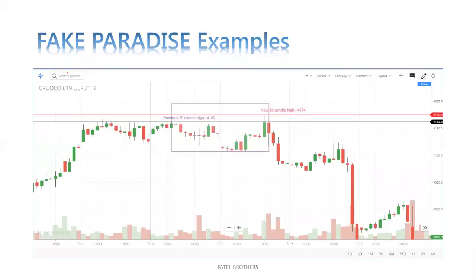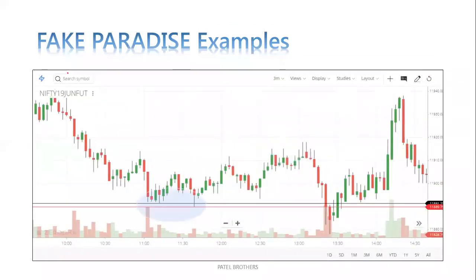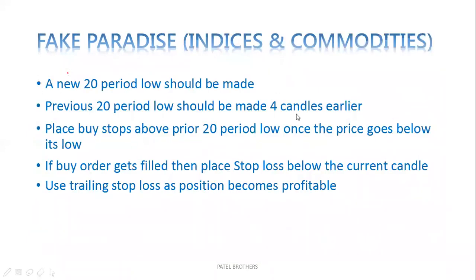There is no difference between Fake Paradise and Fake Paradise Plus One, except for two things. In Fake Paradise, there should be a minimum of four candles in between, because we are taking a trade in the same candle. If it is triggering in the same candle, we need four candles in between. But in Fake Paradise Plus One, you are getting three candles in between, because we take the trade a day after, not on the same candle. That is the only difference. In Fake Paradise Plus One, we need a close above the previous 20 period high and previous 20 period low. So that is the difference.